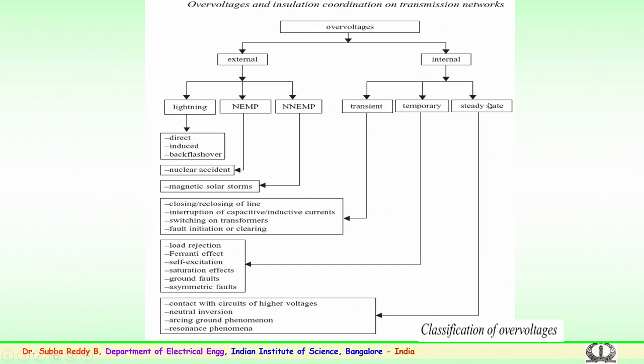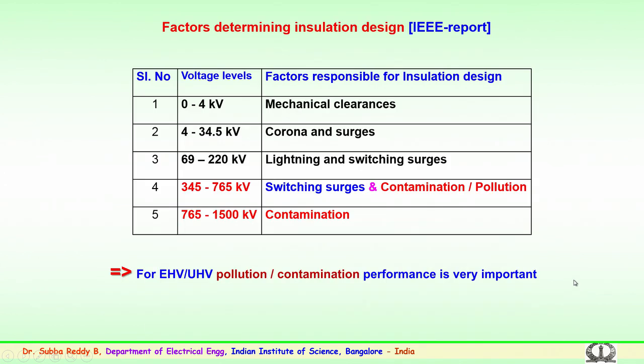The third internal over voltage may be because of steady state operations also. These steady state internal over voltages may occur because of contact with circuits, particularly at higher voltages, maybe because of neutral inversion, the arcing which happens on the ground side, that is the arcing ground phenomena, and the resonance phenomena. So, these are various classifications of over voltages in the power system, which have to be contained to ensure the proper functioning of the equipment used in the transmission or distribution network.